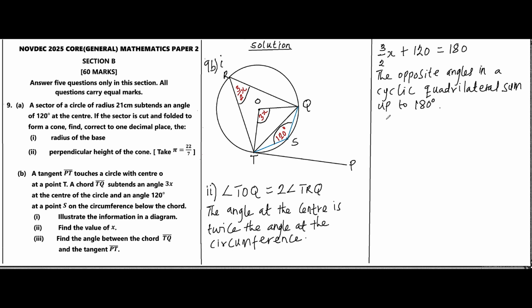So we have 3 on 2x. We are grouping like terms, 180 minus 120. So we have 3 on 2x being equal to 180 minus 120, that is 60. So we are looking for x, so you can multiply each side by the reciprocal of the coefficient, so 2 on 3. So we multiply here by 2 on 3.